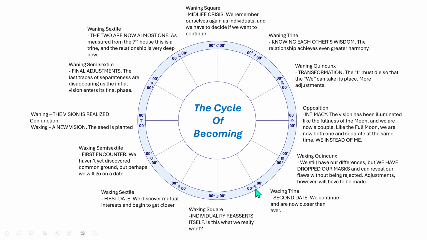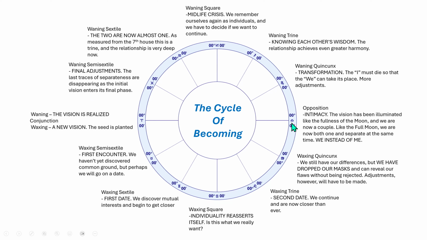If we decide yes on both parts, then we make it to the waxing trine, the second date, as I call it. And that is where things are getting closer than ever in terms of harmony. But if you make it past that point, you get to the waxing quincunx. At this point in a relationship, each person can start to drop their masks and reveal who they are, flaws and all. As they go forward, this is the time where adjustments have to be made to one another.